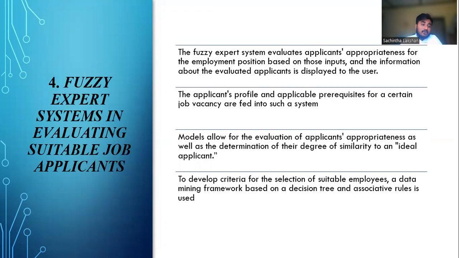So the fourth one is the fuzzy expert systems in evaluating suitable job applicants. The fuzzy expert systems evaluate the applicants' appropriateness for positions based on those inputs, and the information about the evaluated applicants is displayed to the user. So the fuzzy models for HR management also can be used in decision making. The proposed models allow for the evaluation of the applicants' appropriateness as well as the determination of their degree of similarity to an ideal applicant.